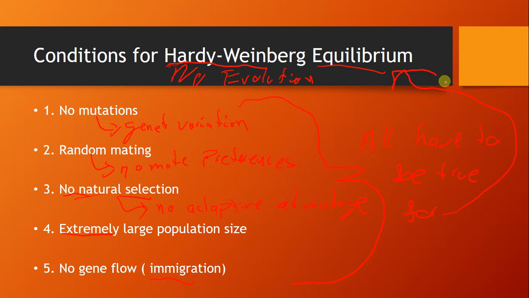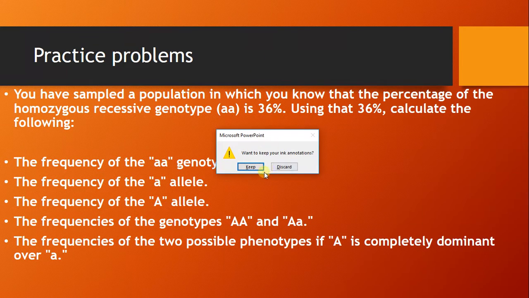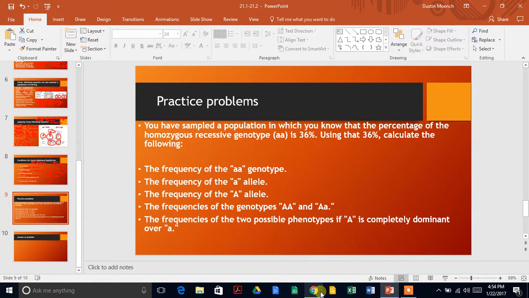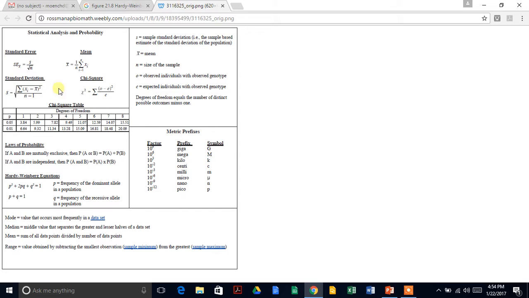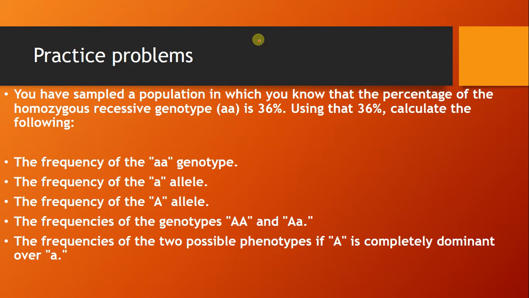Alright. The last thing we're going to do is go through a sample question using our Hardy-Weinberg equilibrium equation. You'll notice on your formula sheet that the Hardy-Weinberg equation is right down here. That's what we're going to be using. What we need to remember is P plus Q equals 1, and P squared plus Q squared plus 2PQ also equals 1.